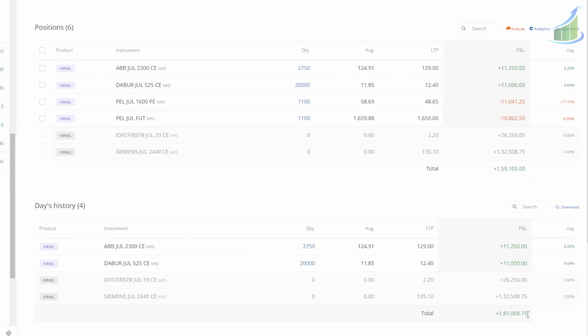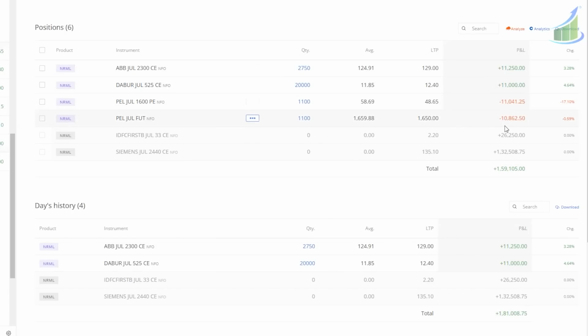Today my trades were Astral, Siemens, IDFC First Bank. Bang on trades, even Dabur I had given. All the trades have given huge, huge returns. In fact, I have also made a good amount of money. Market has closed. I made about 1,81,000.